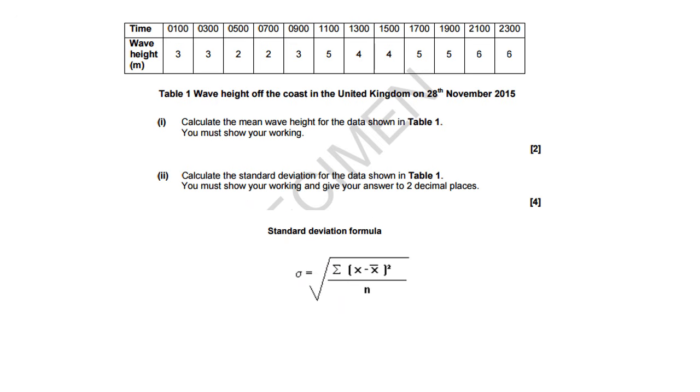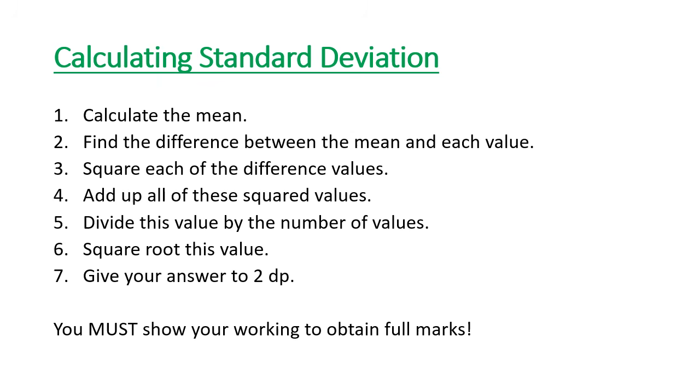Can you calculate standard deviation? Remember, there is a very specific way that you need to do this. So, first of all, you calculate the mean. Then you find the difference between the mean and each of your values. Then you square each of those difference values and add up all of those squared values. Then you divide that number by the number of values, and finally you square root your answer to give an answer to 2 decimal places. You have to be able to show all of that working to get the 4 marks that will be available for it.